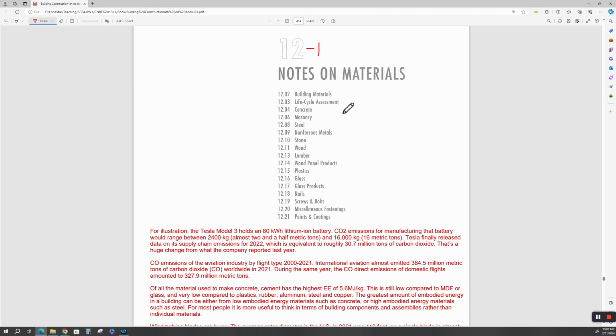Building materials, life cycle assessment, concrete, masonry, steel, non-ferrous metal, stone, wood, lumber. We got a lot to go through, and this is the last chapter of the book, except for the appendix. The appendix in this book has a lot of good information in it for your design future. Keep the book. Don't get rid of it.